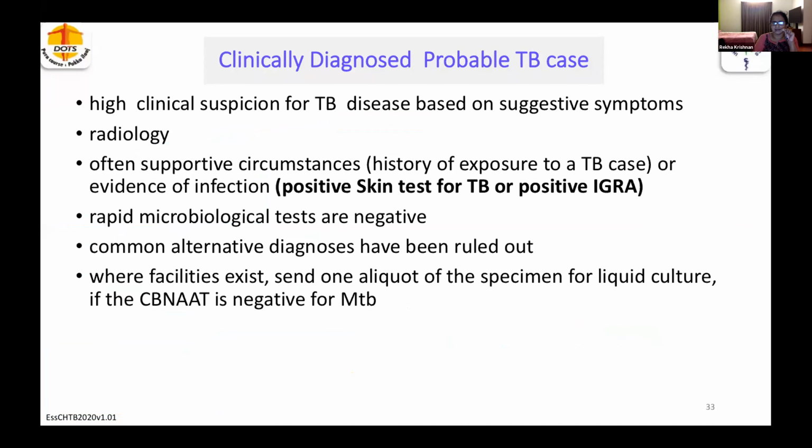This I have already said. Clinically diagnosed tuberculosis means the patient is highly suggestive, with a positive chest X-ray, with often supportive circumstances like a history of exposure to TB or evidence of infection like a positive skin test for TB or a positive IGRA, about which I will be telling next. And rapid microbiological tests are negative. Common alternative diagnoses have been ruled out, and where facilities exist, we have to send for a liquid culture for tuberculosis.